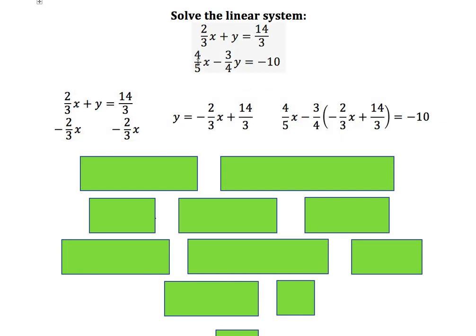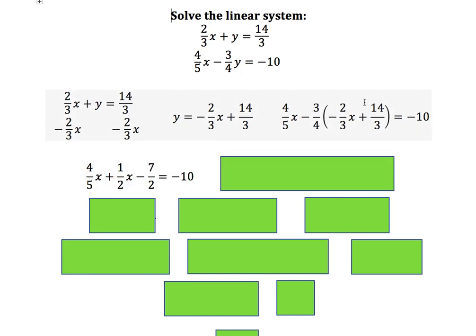We have 4/5 times x minus 3/4 times everything that we had down here for our y value, and then that's supposed to equal -10. I'm going to have to distribute this -4/3 throughout the parentheses. When I do that, this 3 cancels out this 3, the negative cancels out the negative, and you end up with just 2/4. Well, 2/4 reduces to 1/2 x here.